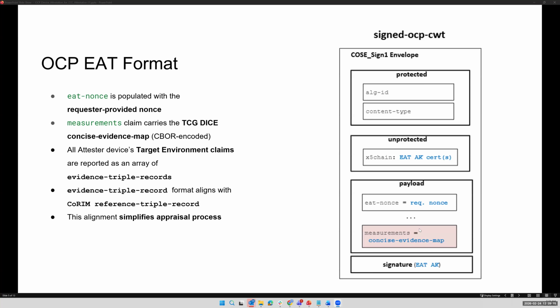Just as a final clarification on the EAT AK certs, your intention here would then be that the OCP format always carries the whole cert chain, because that also bloats up the single file, right? For the purpose of being self-contained. But these cert chains might have 5, 6, 7 certificates depending on the device. So it might be large, right?